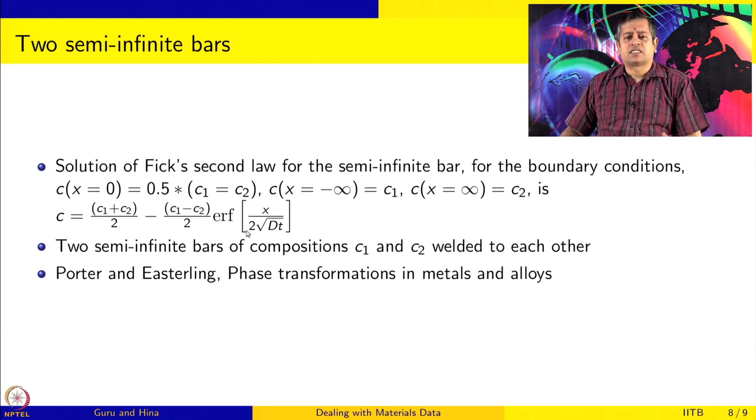So, here are the three cases where the error function turns out to be the solution. And as we have seen, the error function is related to the cumulative distribution function of the standard normal variable.